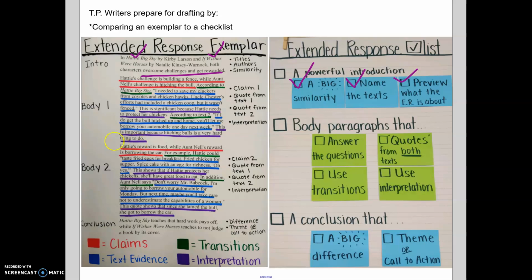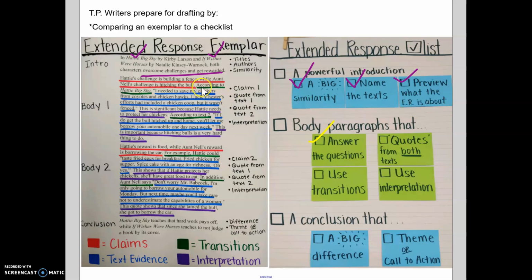Now let's look at our body paragraph 1. This question had asked us what problems or what challenges do these characters face. So first, we started by answering that question. Hattie's challenge is building a fence, while Aunt Nell's challenge is hitching the bull. So already we can check we answered the question. Next, we need to give evidence.